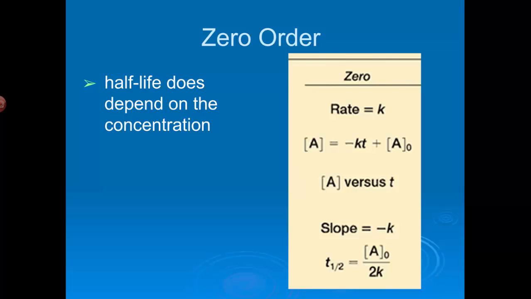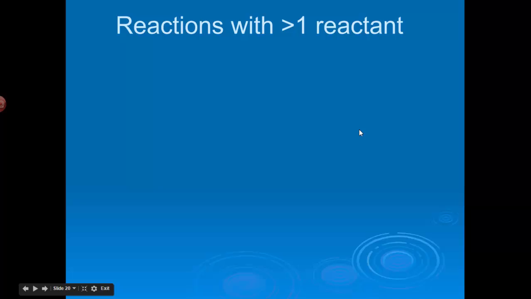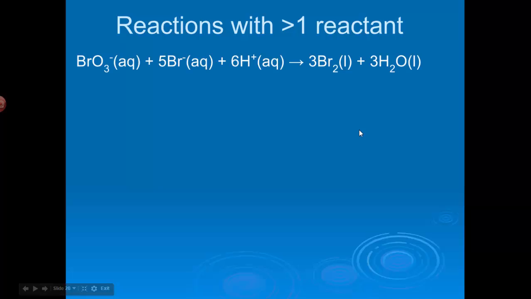We don't do much more than that. We don't do third order or fourth order because the math gets much more complex. But we do have something called a pseudo first order reaction. So if you have a reaction that has more than one reactant, so for example, here's one. We've got bromate ions reacting with bromide ions in an acidic situation to form bromine and water. Okay?